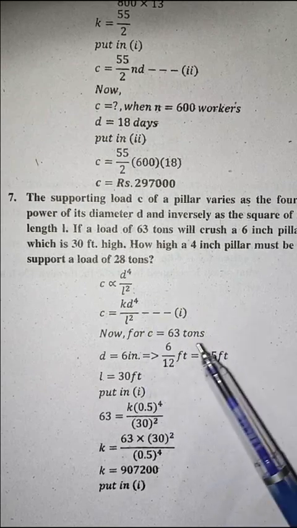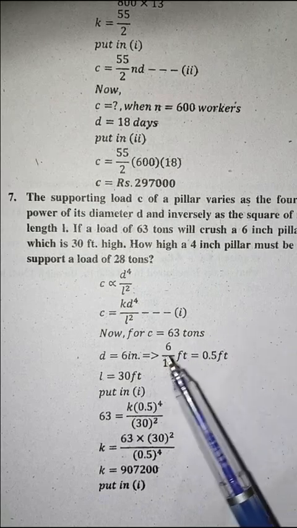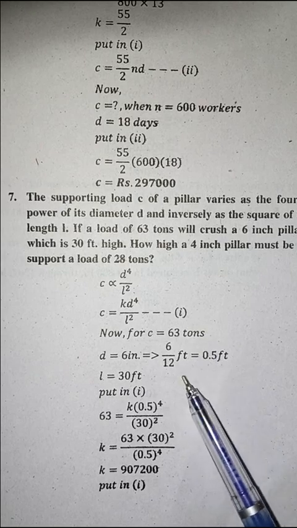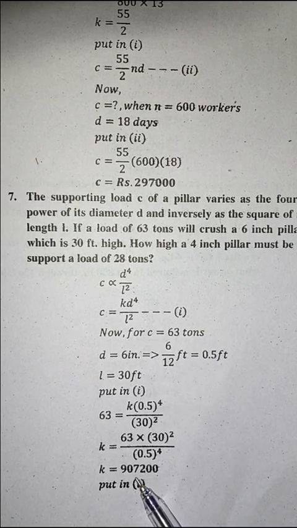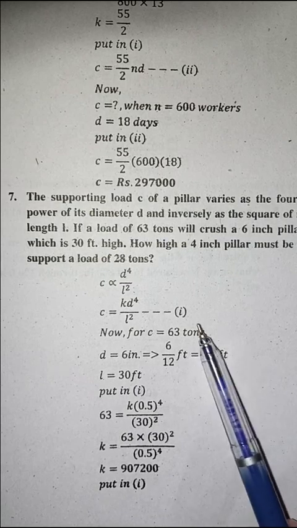Now we have given the value of C 63 tons and d is equal to 6 inch, which is equal to 0.5 feet, and l is equal to 30, so put it in equation 1, we get value of k, which is 907200.